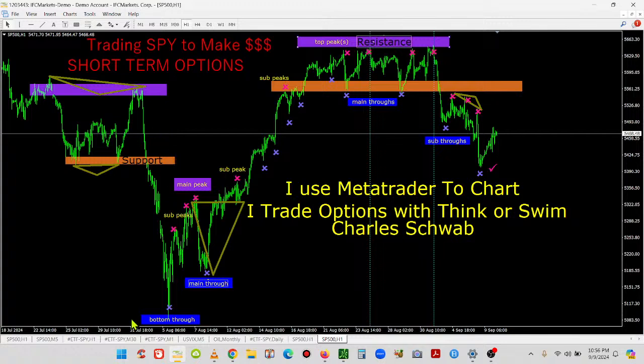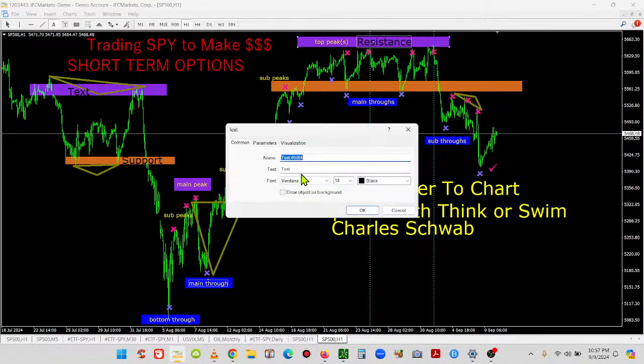All right. Now, what happened was this resistance and support formed a pattern of cat and mouse. Just because I said so. I don't know why. Resistance.